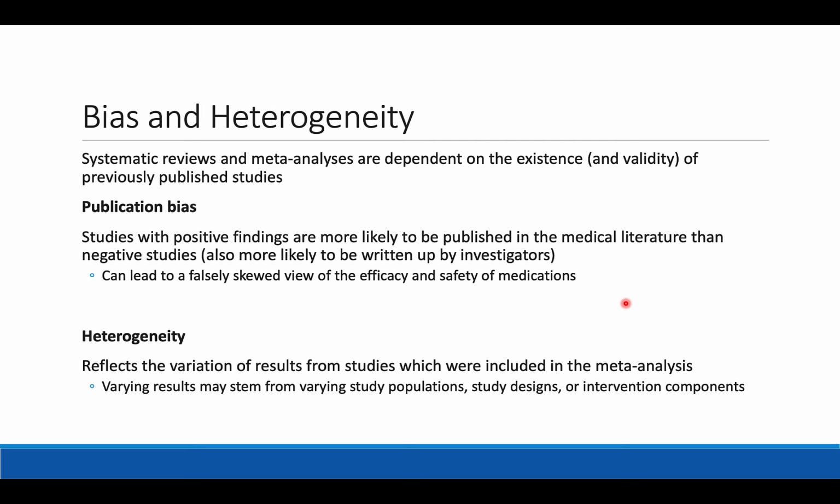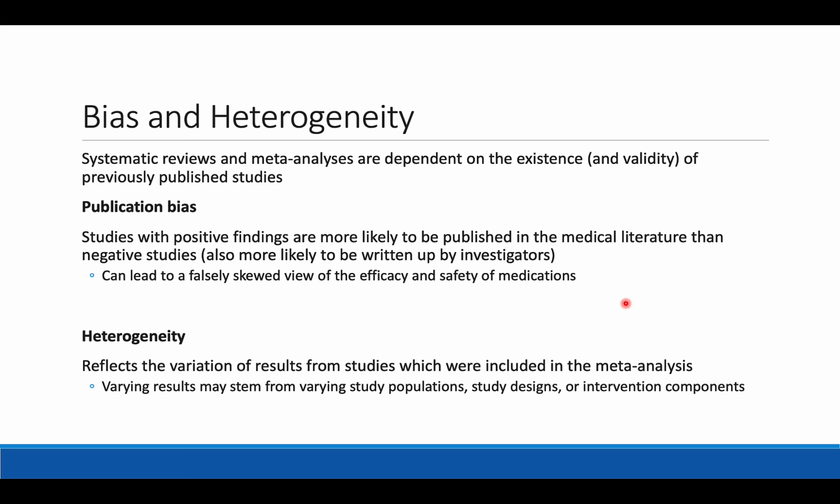There's a specific factor in meta-analyses called heterogeneity that we also need to be cognizant of. Remember that systematic reviews and meta-analyses are dependent on the existence and validity of their underlying previously published studies. So the biases in those underlying studies will also impact your meta-analysis, which again is why you really need to read those underlying studies closely.